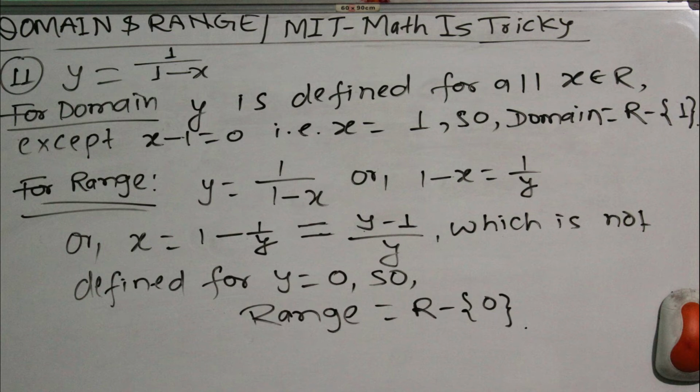That means we can't get 0 as the value of y for this type of function. R minus 0 means R minus the set {0}. That means except 0, all other real numbers will be the range.